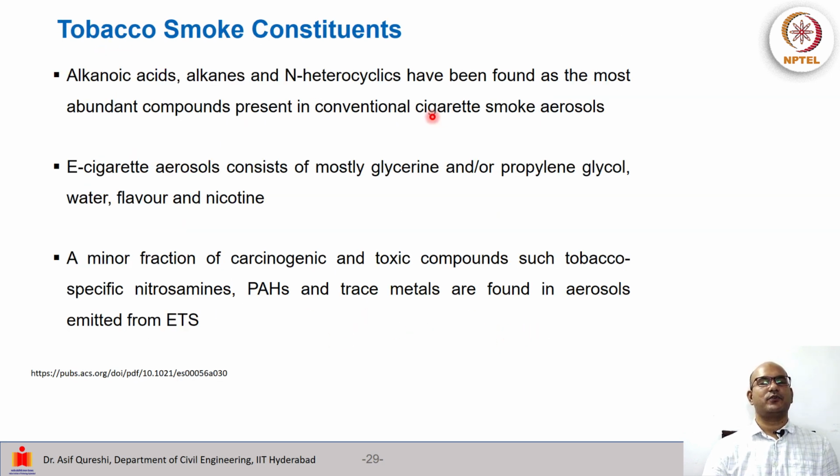And we have seen before already that tobacco smoke has a lot of different constituents, which could be alkanoic acids, alkanes, N-heterocyclics, and these have been found as the most abundant compounds present in conventional cigarette smoke aerosols. E-cigarette aerosols can also consist of glycerine and propylene glycol, then water, some flavor and nicotine.